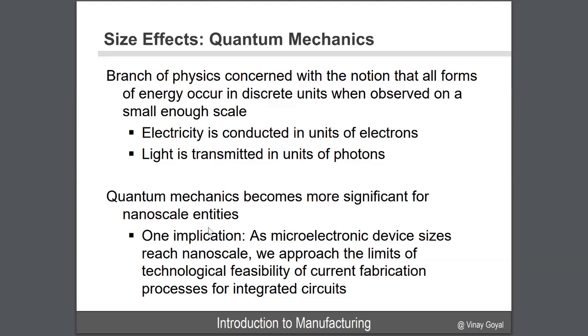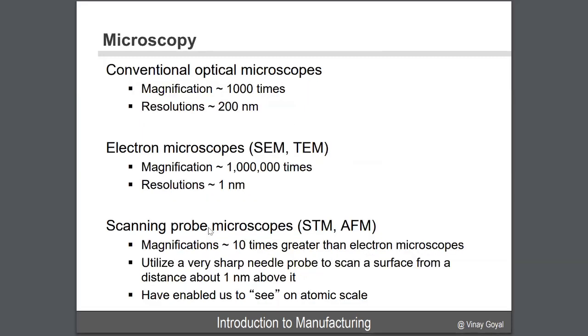We also look at using light by using photons. Remember, photons are the approach to transmit light, while electrons are the means to transmit electricity. So quantum mechanics is what we leverage to achieve nanotechnology, and that's what we will be talking about in a few slides here. So the first one I want to talk about is microscopy.